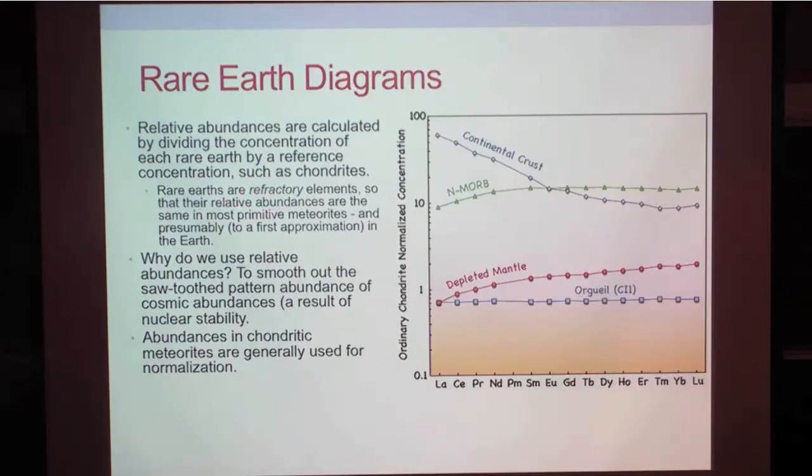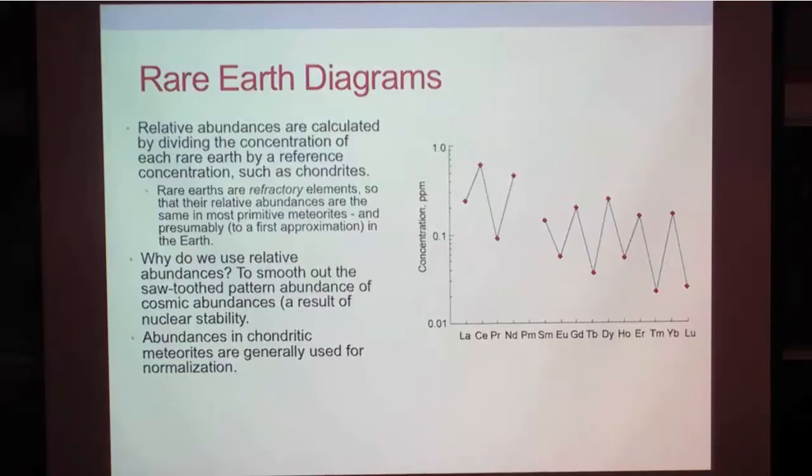Rare earths, I'll get to this in a minute, are refractory elements, so their relative abundances in the Earth are the same as in primitive meteorites, to a first approximation anyway. So why do we use relative abundances? Because if we didn't, the plot would look like this.